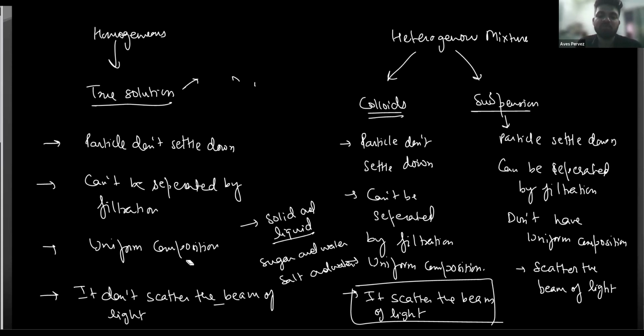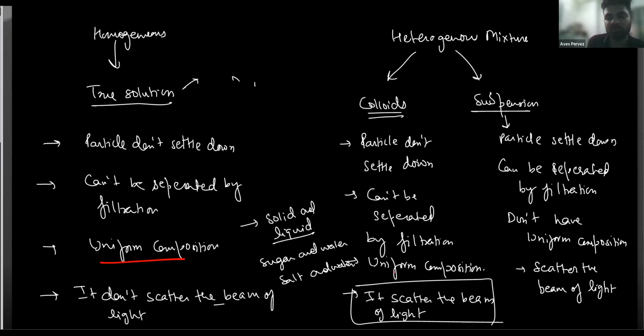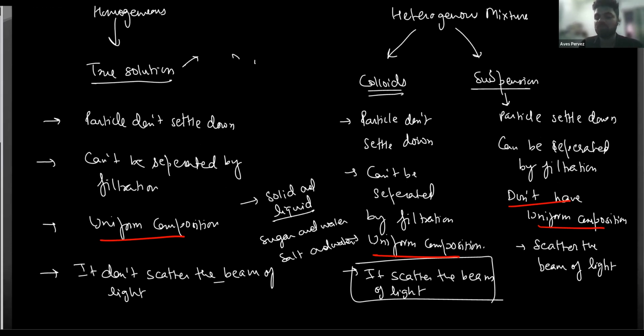Okay, true solutions have uniform composition, like solid and liquid, the sugar and water example. Colloids also have uniform composition. So both have uniform composition. But the major difference is that suspensions don't have uniform composition. So note it down.